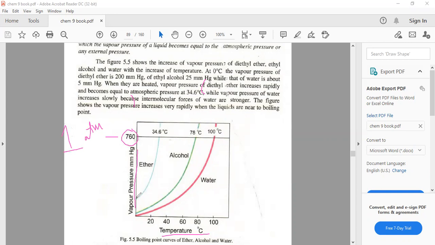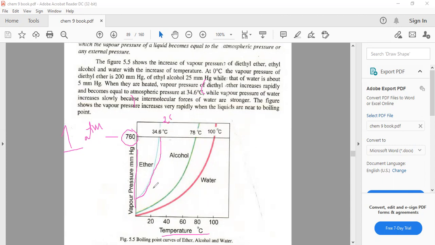For example, initially ether has 0 degrees Celsius temperature. Initially here ether has 0 degrees Celsius temperature. Slowly, for example, its vapor pressure is very low, not equal to 760. When we are increasing the temperature, here you can see the temperature is increased from 0 degrees to a little bit more. For example, it's 25.